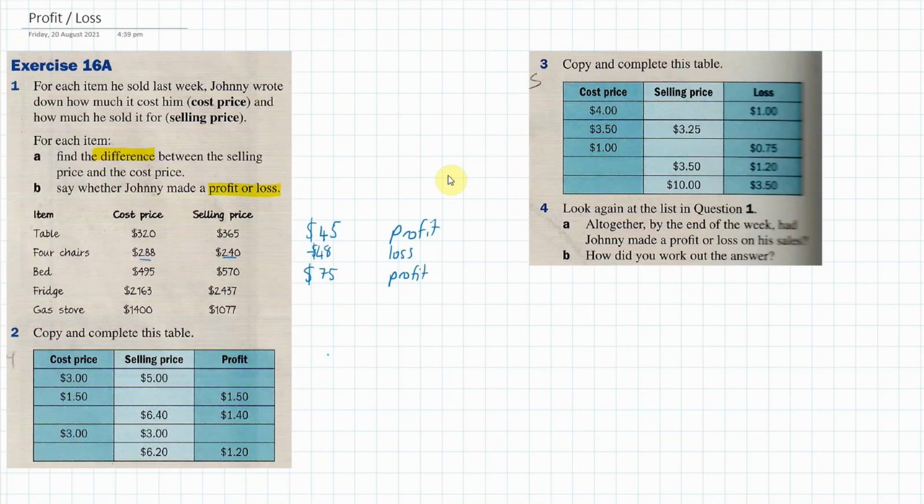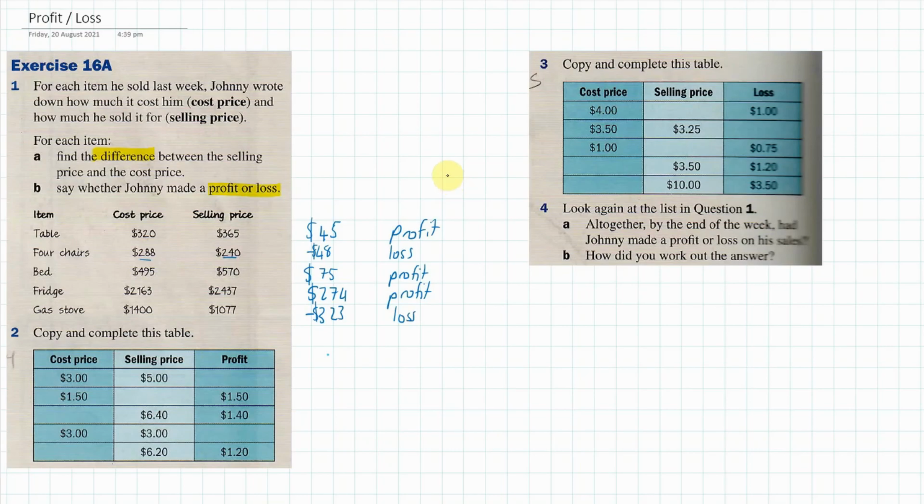And the fridge, again, this is a profit. And what have we got? 2437 subtract, I think that's 2163, and that'll give us $274. And that is again profit because he sold it for more than he bought it. And the final one, because he's sold it for less than he bought it, we've got a negative $323, so this is a loss here.